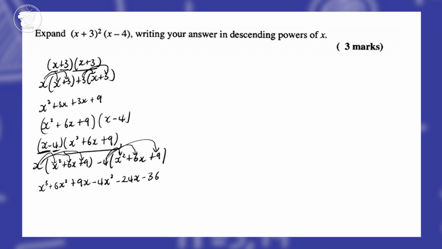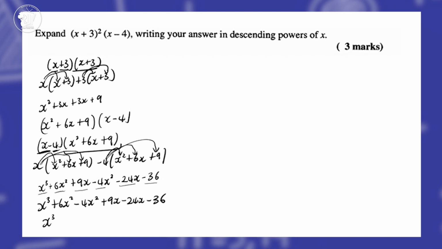So now I put the like terms together. So I'll have now x cubed plus 6x squared minus 4x squared. And I can put the plus 9x minus 24x minus 36. So I have this, and this, and this. So this will be x cubed.